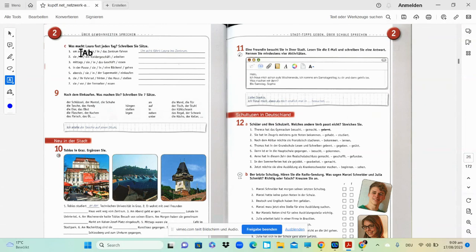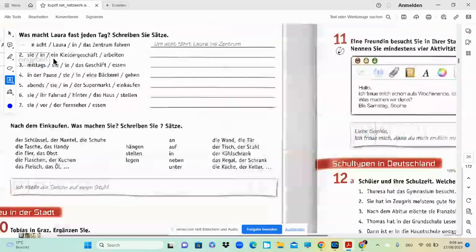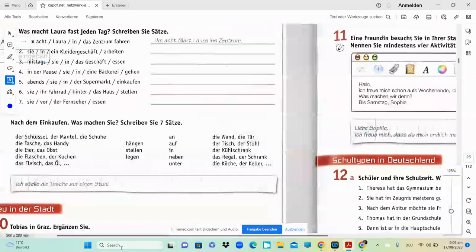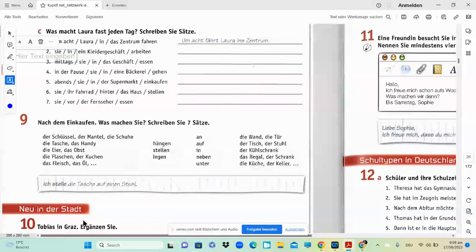So, was macht Laura fast jeden Tag? What does she do every day? You just have to look at her routine. That's all. Okay, so the words are shuffled over here. All you have to do is just check how you can use them, and then accordingly just write the answers. Okay, so sie in einer Kleidergeschäft arbeiten. So how will you write?